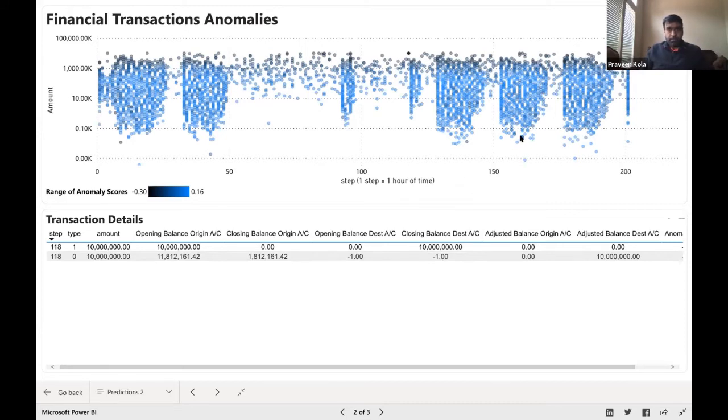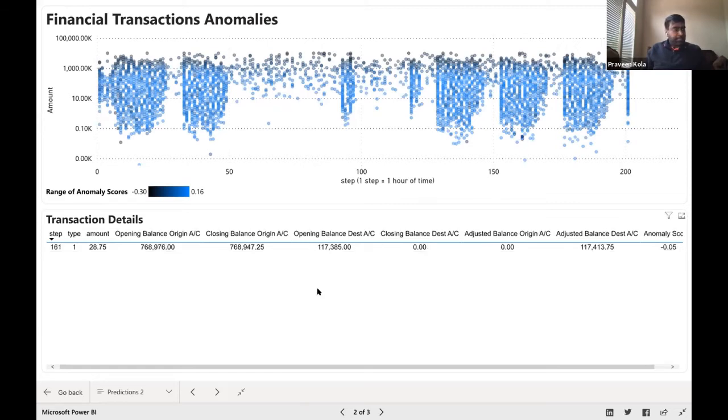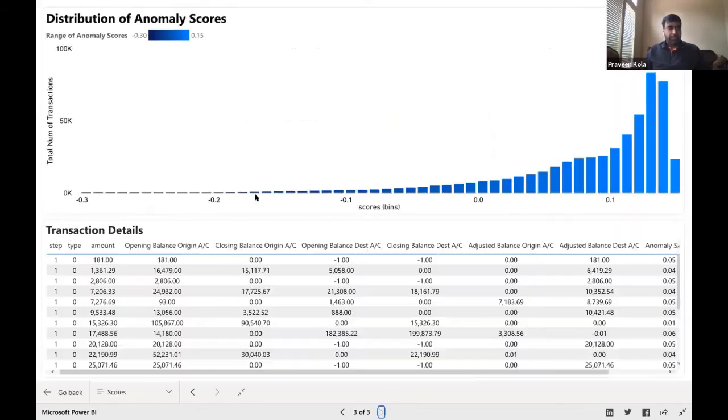Let me pull one more. In this case, there is a small amount, $28, being transferred. The destination account is zero. The destination account should receive at least the $28, but it's completely blank. These are the indications that the fraudster is testing with small amounts, unnoticed, and then they make bigger transactions after that. So this is what the anomaly detection is trying to find out, without any labeling, without any training. These are the unsupervised models.